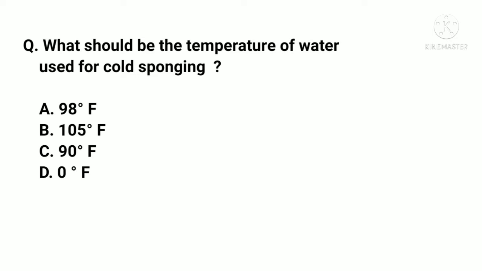What should be the temperature of water used for cold sponging? A. 98 degree Fahrenheit, B. 105 degree Fahrenheit, C. 90 degree Fahrenheit, D. 0 degree Fahrenheit. And the correct answer is C. 90 degree Fahrenheit.